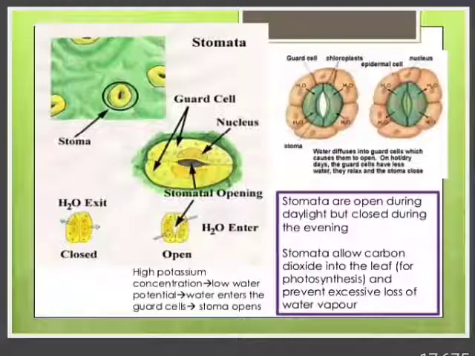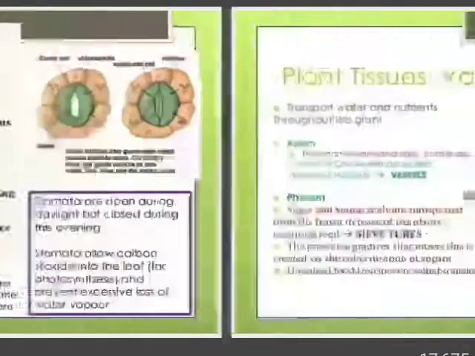Gas exchange takes place between the atmosphere and the plant. This is one of the important functions of the stomata cells. Stomata are open during the daylight but closed during the evening. Stomata allow carbon dioxide into the leaf for photosynthesis and prevent excessive loss of water vapor.